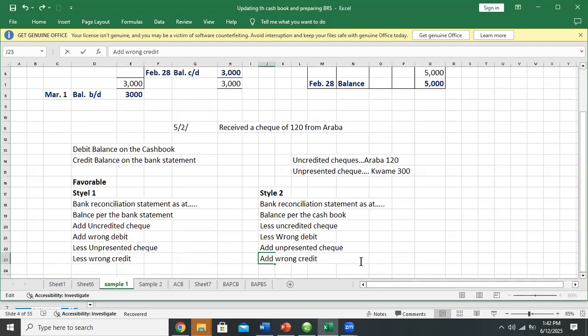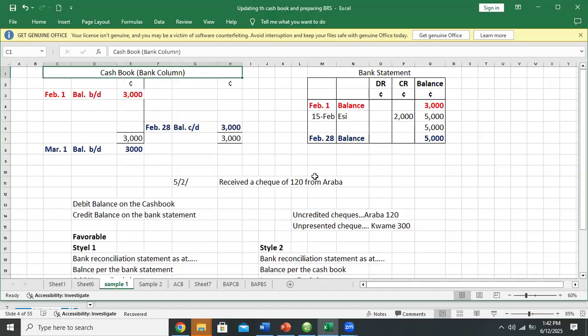Now, I always tell my students, you can be smart about certain things. If you look at this, you see that the wrong debit is going with what? Uncredited checks. And the wrong credit is going with what? Unpresented checks. So if you can adjust these two things, it's a matter of relating them with a wrong debit or wrong credit. But I have demonstrated to you the reason why we add or less. Okay. Please, any question?